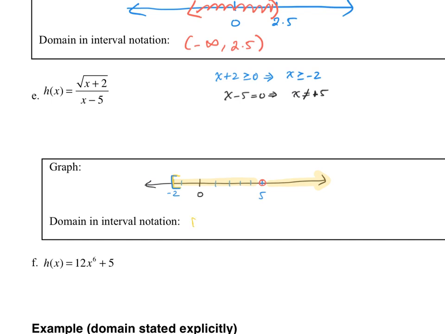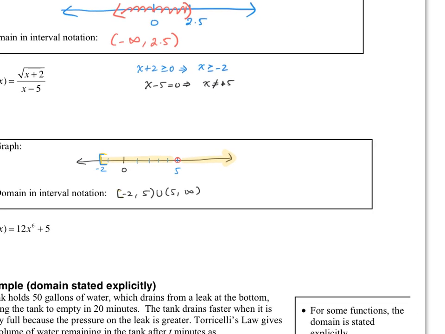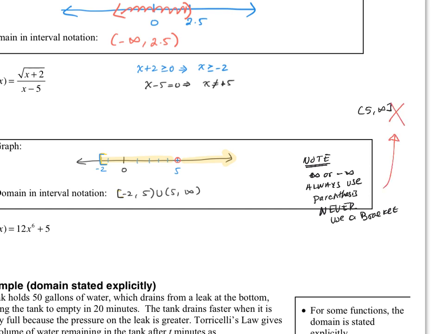So therefore, in interval notation, this is going to be from -2 to 5 using a parenthesis. Again, notice this is the smallest value, this is the biggest value. Or from 5 to infinity, this is also the biggest value, which is infinity. By the way, infinity or minus infinity, always use parentheses. Never use a bracket. So if you do this, let's say minus 5 to infinity, this is a sin. You will not go to heaven if you do that. So never do that.